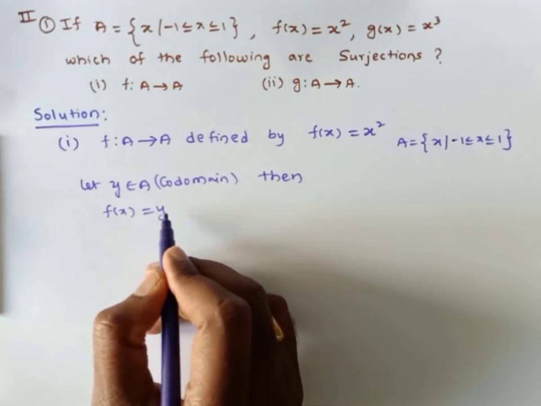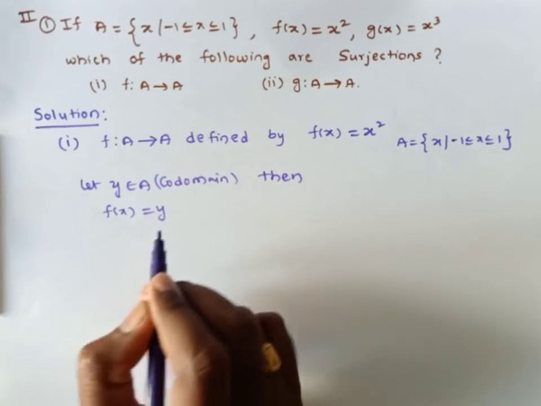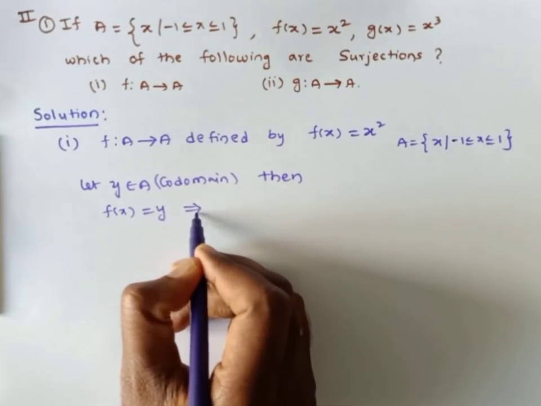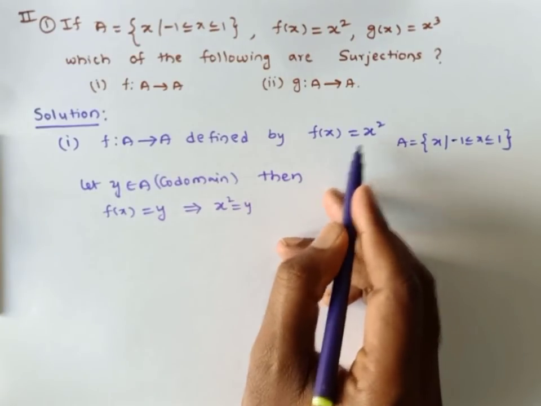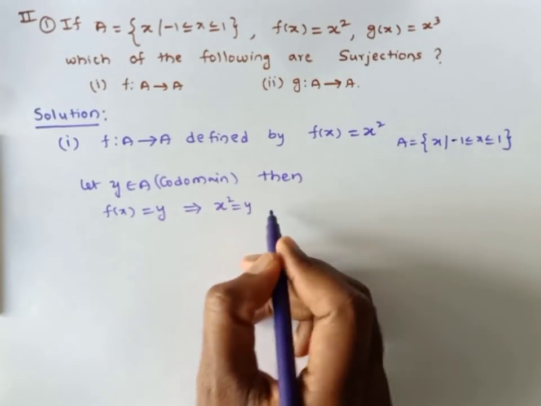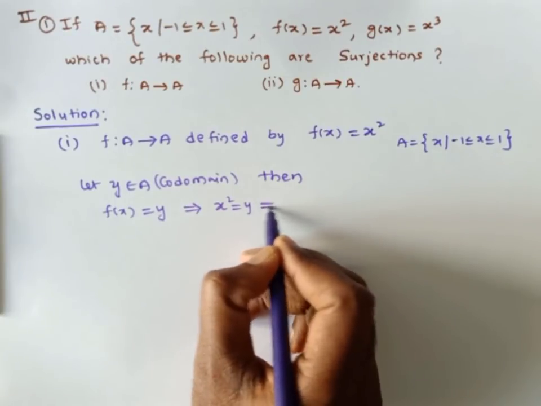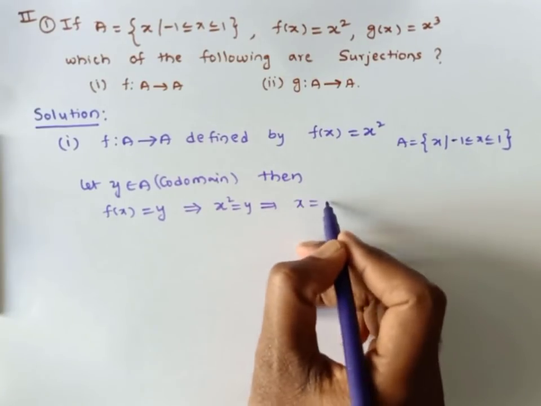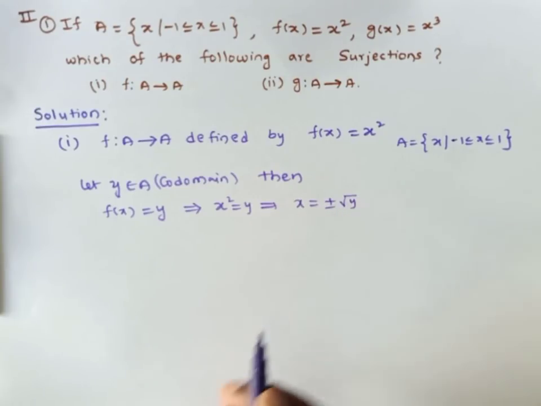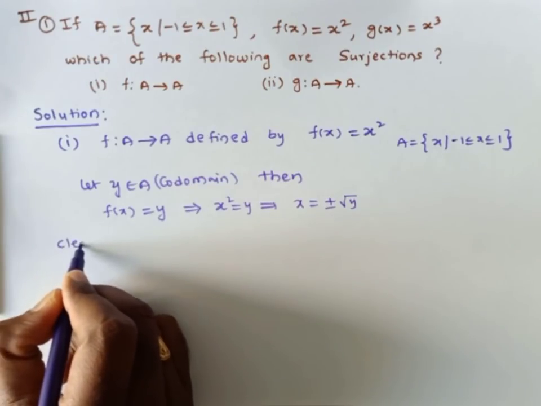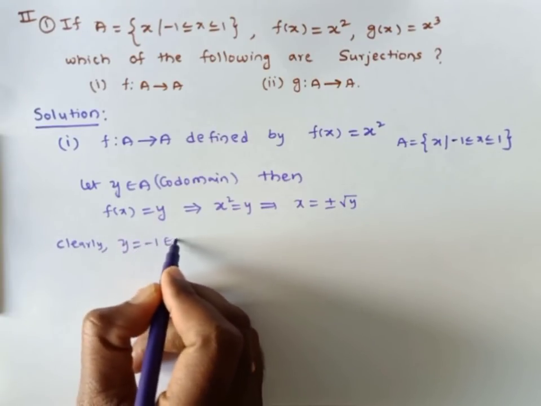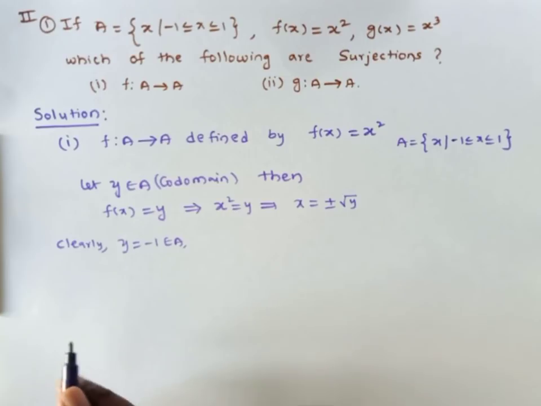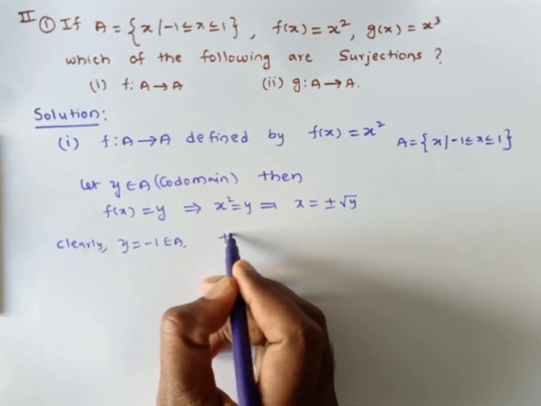So f of x equals y. First, you need to simplify the value of x in terms of y. If f of x equals y, that means x square equals y, right? f of x is nothing but x square, and y is some unknown codomain value. This implies x equals plus or minus root of y. Now clearly, you can observe that y equals minus 1 belongs to A.